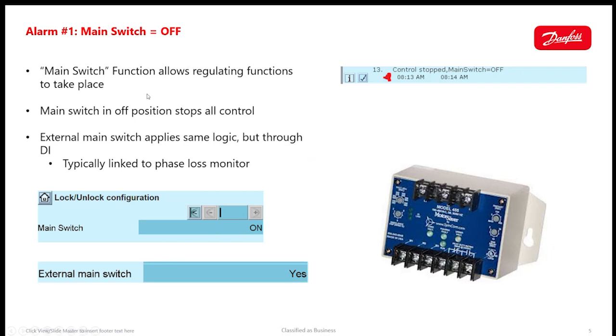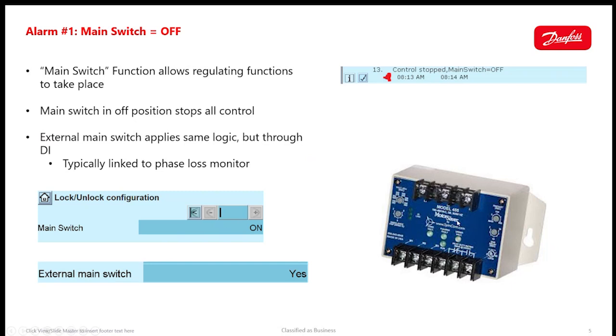There are two places that the main switch can typically be disabled to generate this alarm and shut down the rack. The first is a setting that we covered early in session 1 called the external main switch. That external main switch parameter gives us a digital input that a device is expected to be wired to. And when that external main switch contact is open, that tells the pack controller that the rack is down.